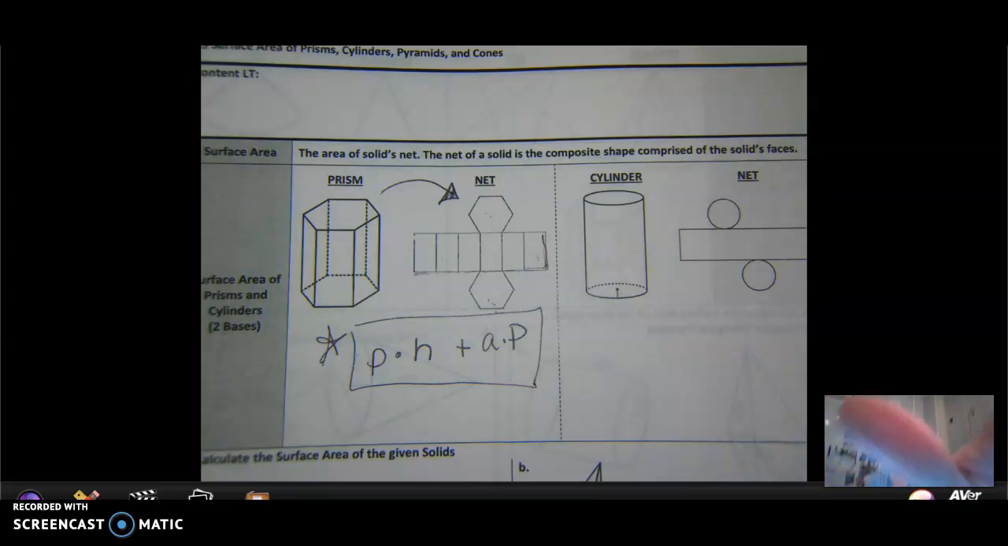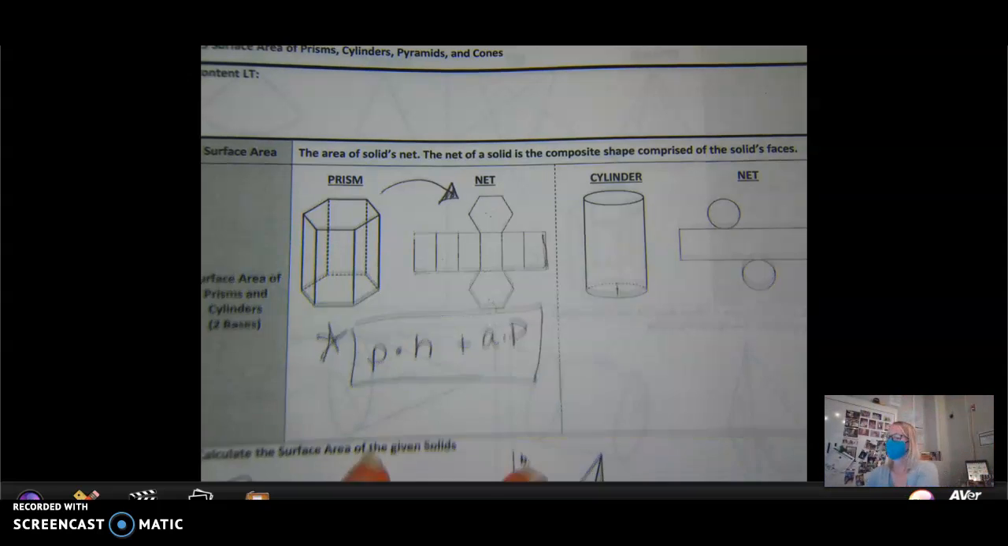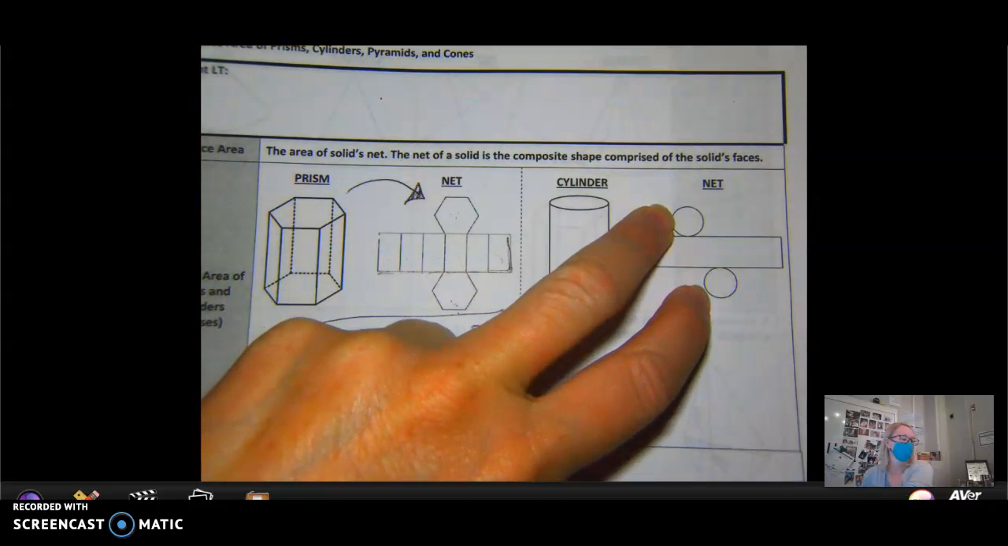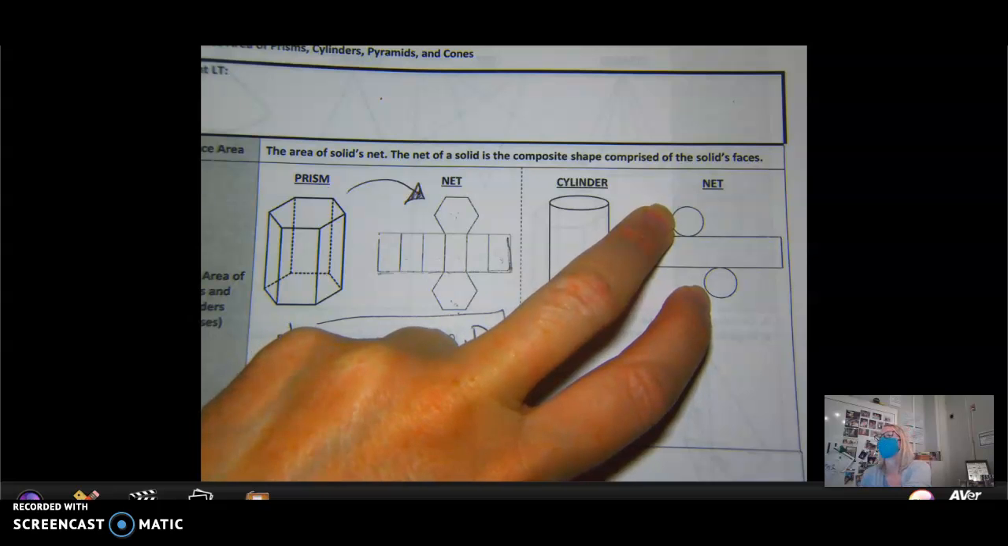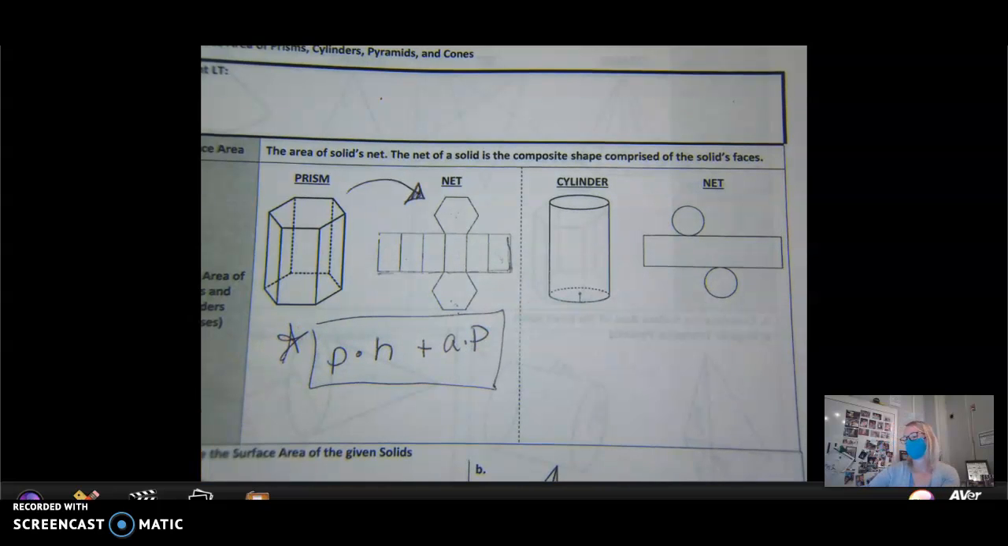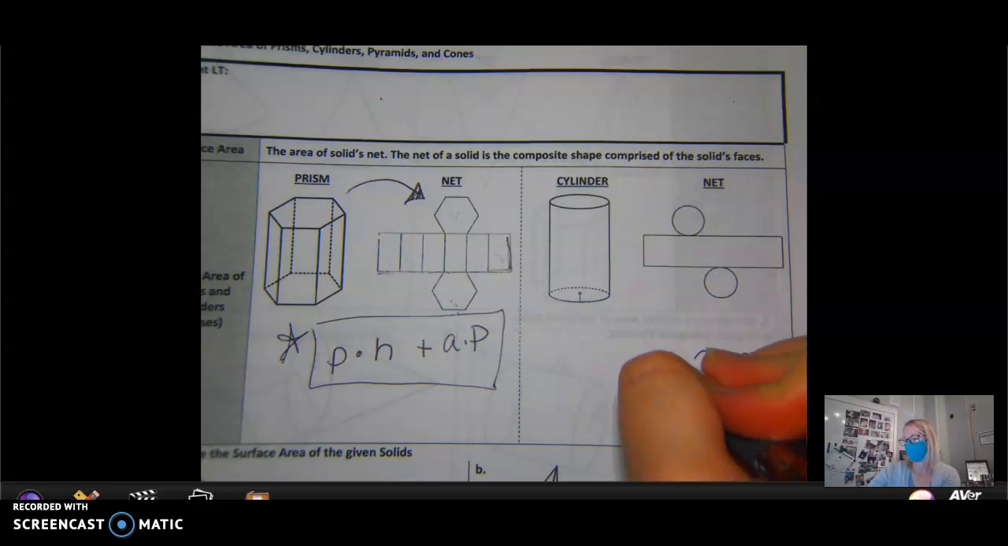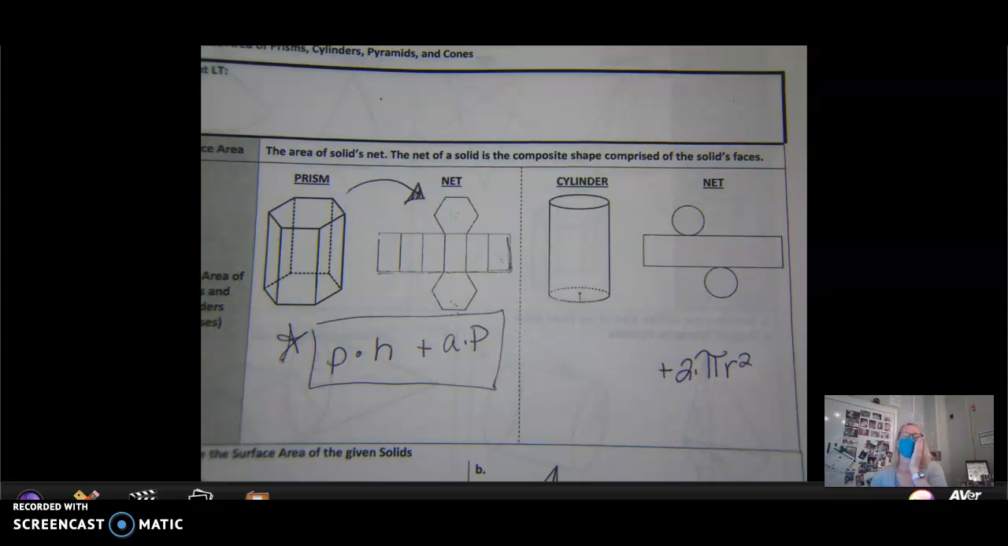Okay? The other one we're going to talk about right now is cylinder. So the top and the bottom are what? Circles. Well, how do I find the area of a circle? Pi r squared. How many circles do I have here that are alike? So I'm going to do 2 times pi r squared. To that, I'm going to add, what's that middle section? What shape is it?